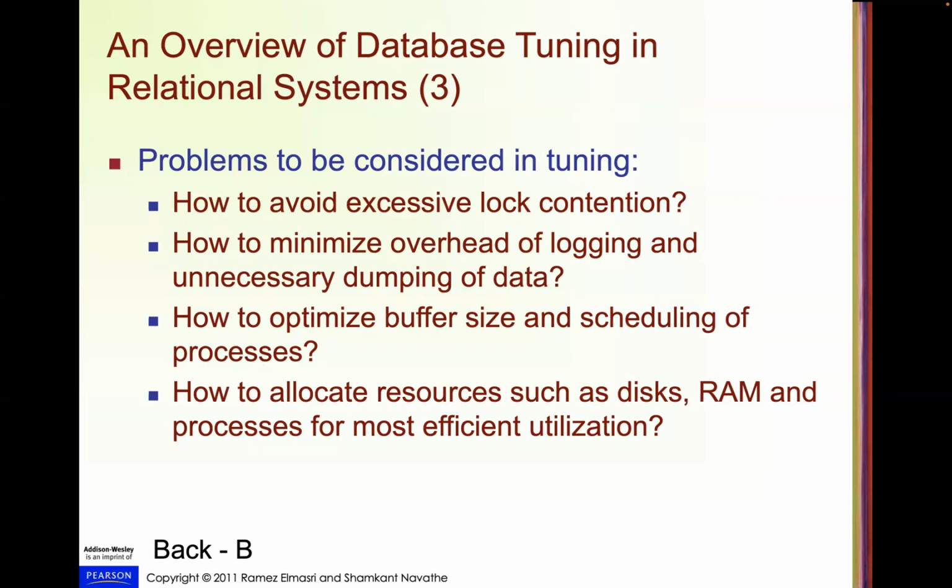And then the fourth concern that you have to take care about is the way how to allocate resources such as disk, random access memory, and the processes for most efficient utilization. How you allocate the resources for the data includes disk and RAM processing. So these are the four questions that you have to consider while tuning. These are the four problems actually for which the tuning is required.